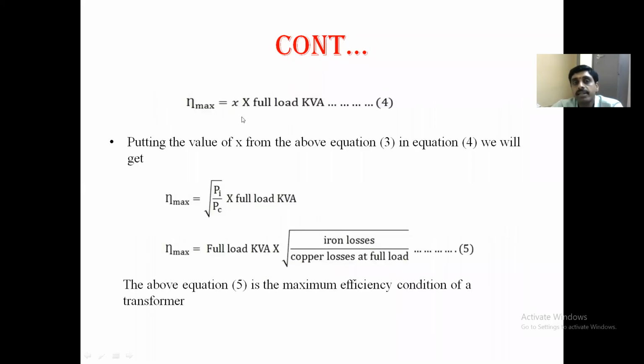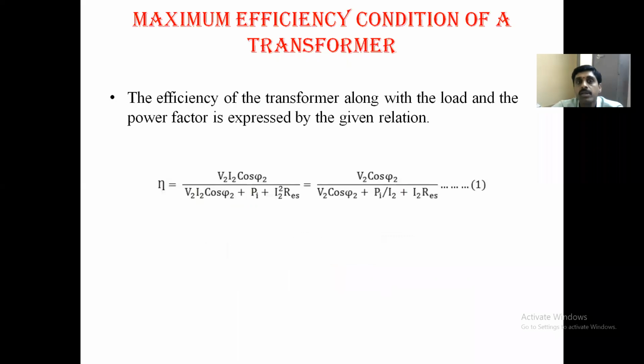So how did we get that? The output at maximum efficiency is X percentage into full load kVA, where X is the square root of Pi by Pc. So if you know the iron loss and copper loss, you can calculate that X into the full load kVA. If you multiply, you will get the maximum efficiency output. That means full load kVA into the square root of iron loss by copper loss at full load. It is the formula for maximum efficiency.